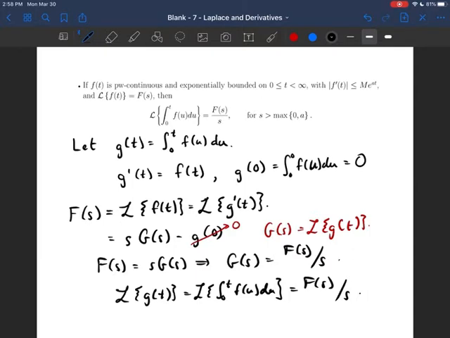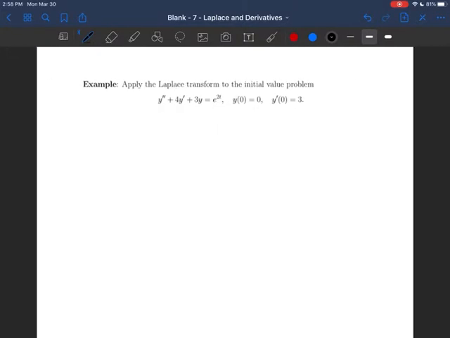So there's this relationship between the derivative of a function and multiplying by s in its Laplace transform, or anti-differentiating a function and dividing by s on the Laplace transform side. So the theme is that Laplace transforms are converting derivatives to multiplication by s. And that's going to be a huge help for us when we're trying to solve differential equations with these methods.